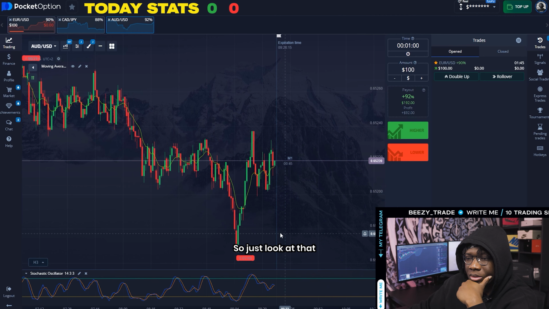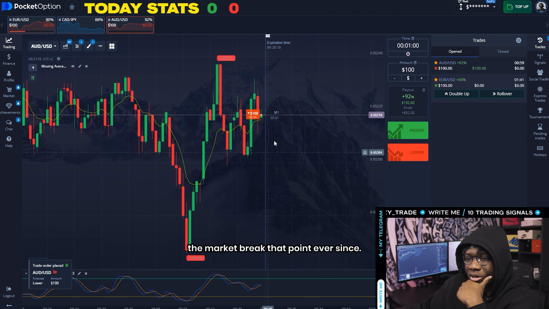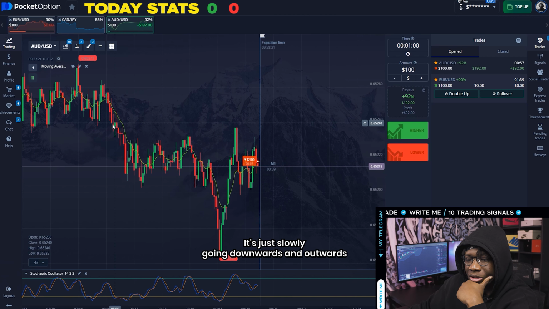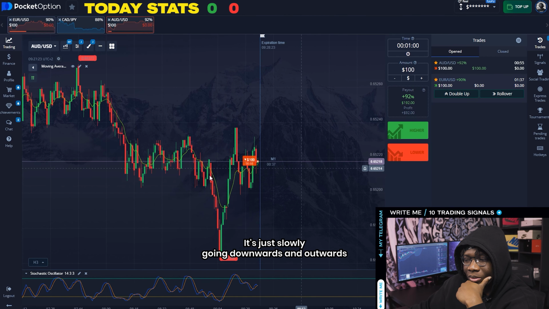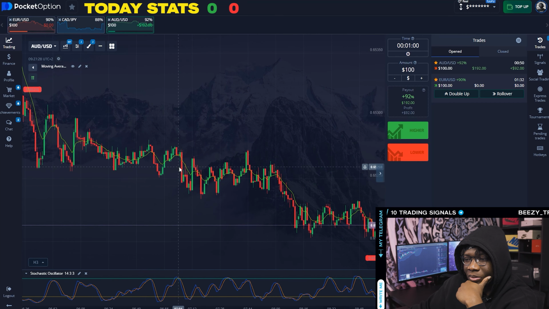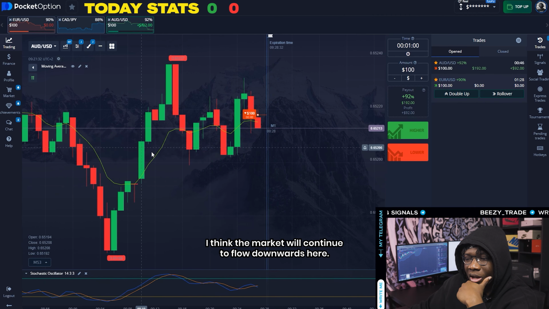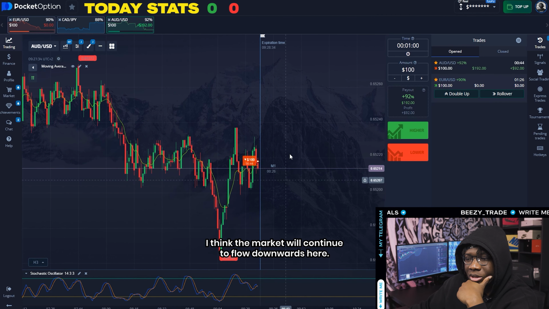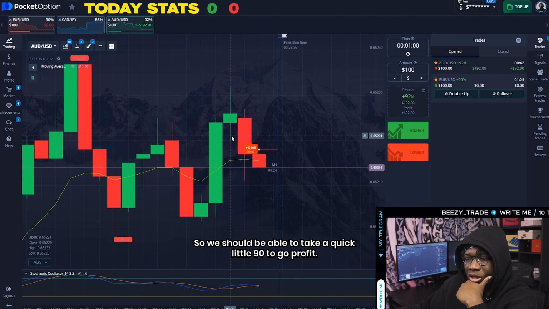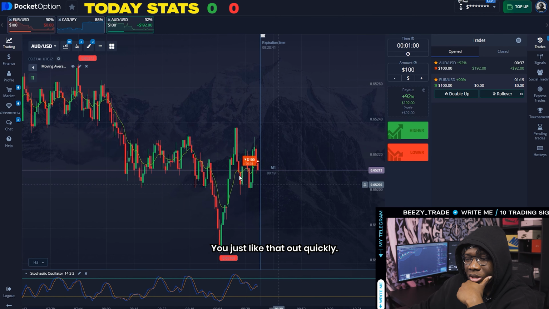So let's look at that. And we don't see the market break that point ever since. It's just slowly going downwards and downwards and downwards. And this looks like a point where it's going to change, but I think it's not. I think the market will continue to flow downwards here. So we should be able to take a quick little $92 profit, be able to snipe that out quickly.